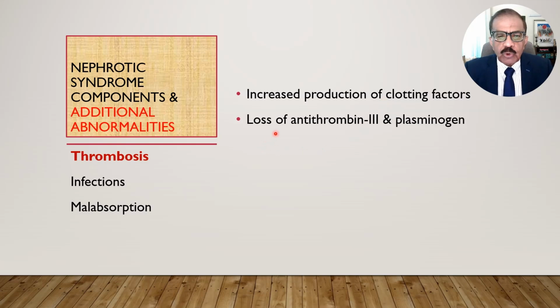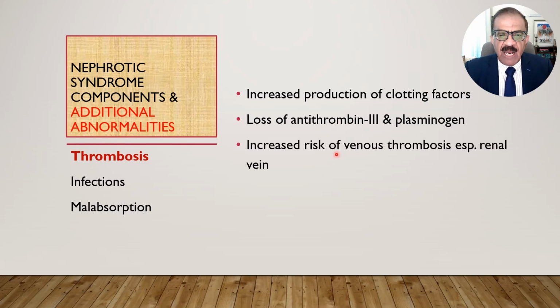And there is also loss of antithrombin III and plasminogen. These are antithrombotic proteins. They may be lost in the urine because sometimes there may be loss of these into the glomeruli along with albumin, and there would be critical deficiency of these two components in the renal vein. There would be, of course, deficiency all over, but maximum deficiency would be in the renal vein, and that is why there is increased risk of venous thrombosis, particularly in the renal vein.